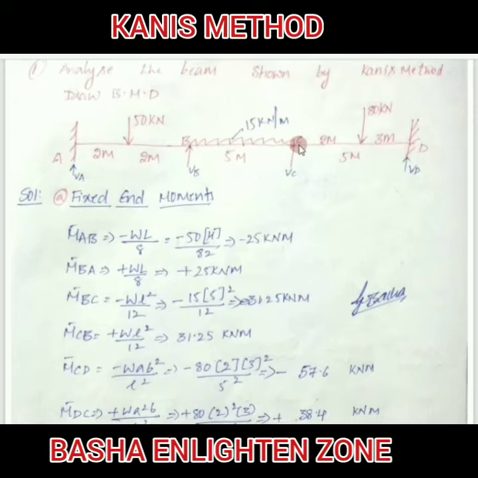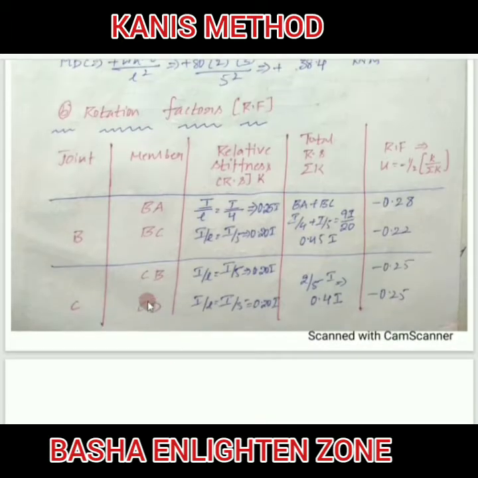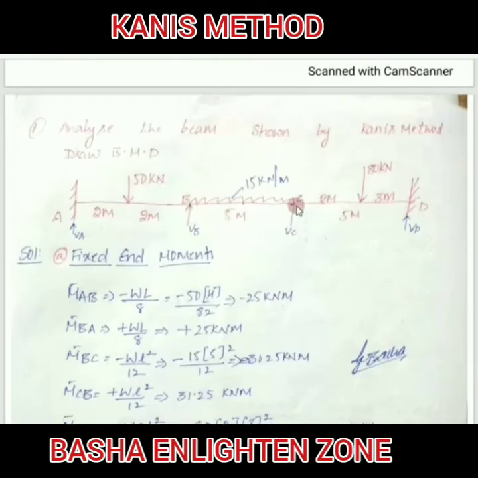At the joint C, there will be two members, that is CB and CD. You will get I by L equal to I by 5, and I by L equal to I by 5. I will explain that one. I am at C, seeing member CB. I am seeing the far end, that is B. I am taking member CB, where B is the fixed intermediate support. That is the reason your condition will be I by L. So here also I equal to I, L equal to 5.